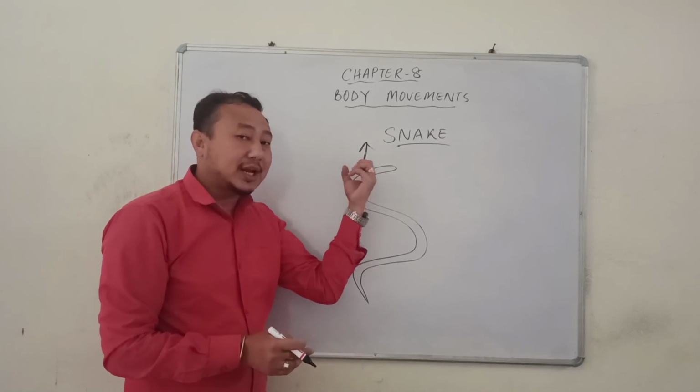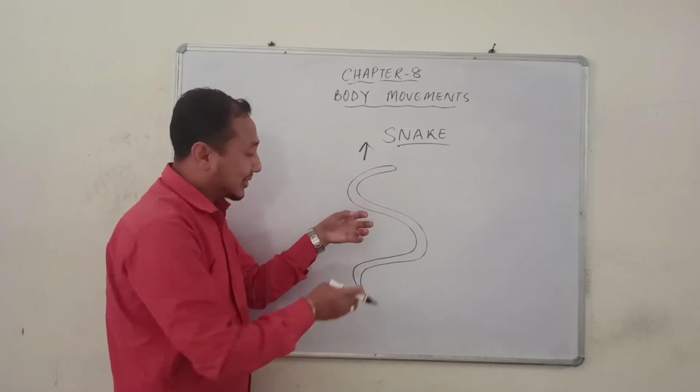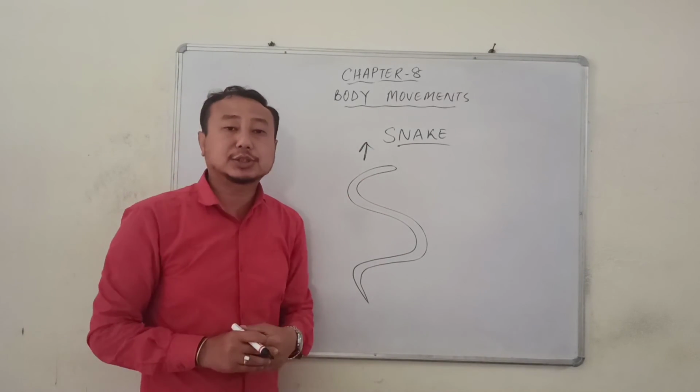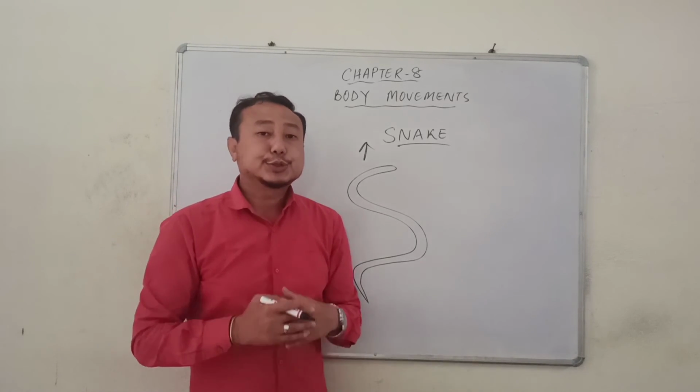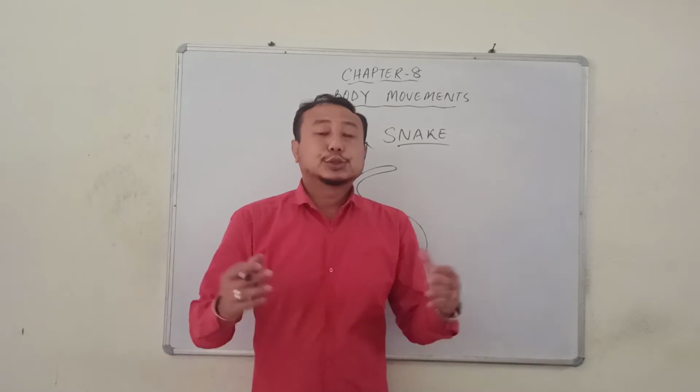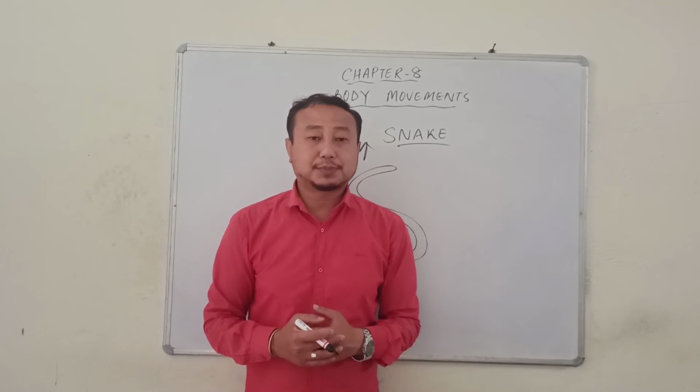So, the contraction and expansion of the muscles as well as the curling of the body parts help in pushing the body of the snake forward. In this way, the snake performs the movement of its body. So, these are the things that are related to this chapter.